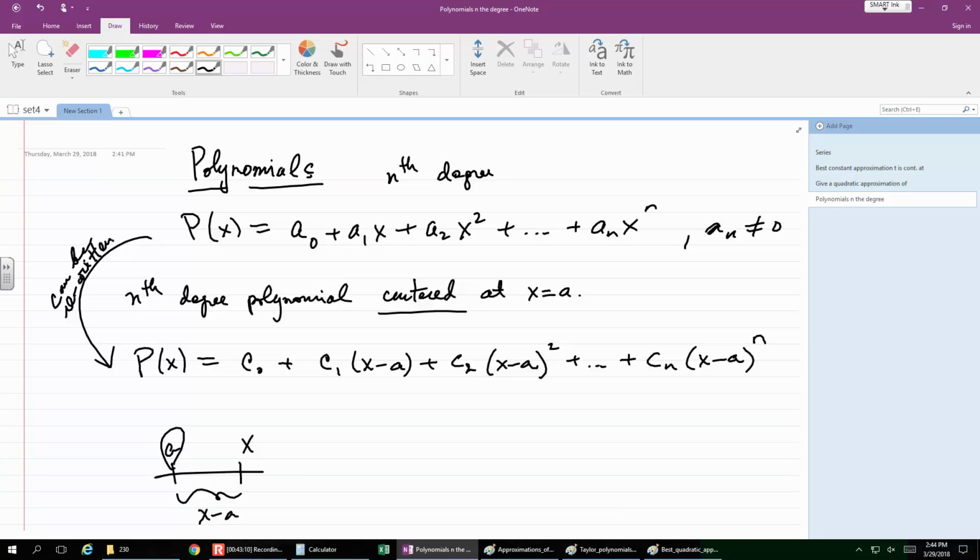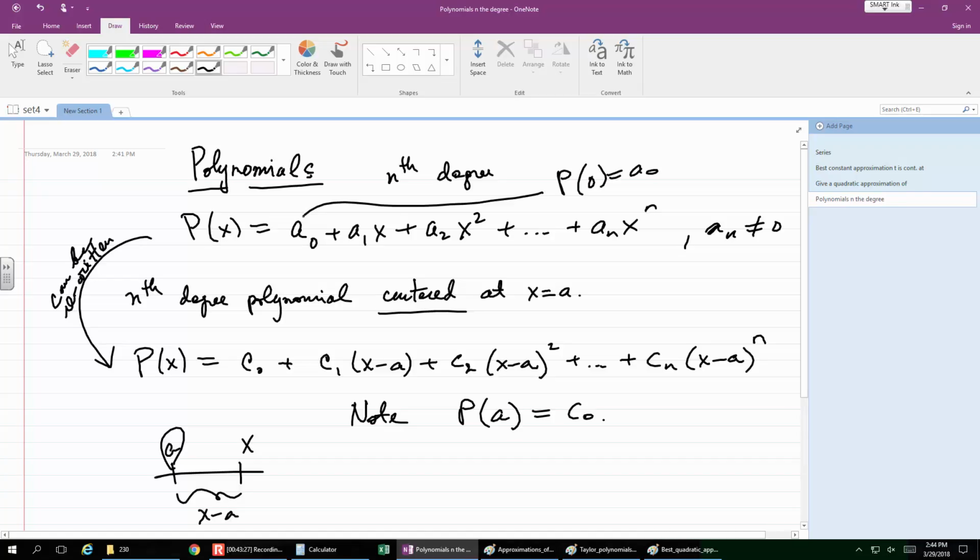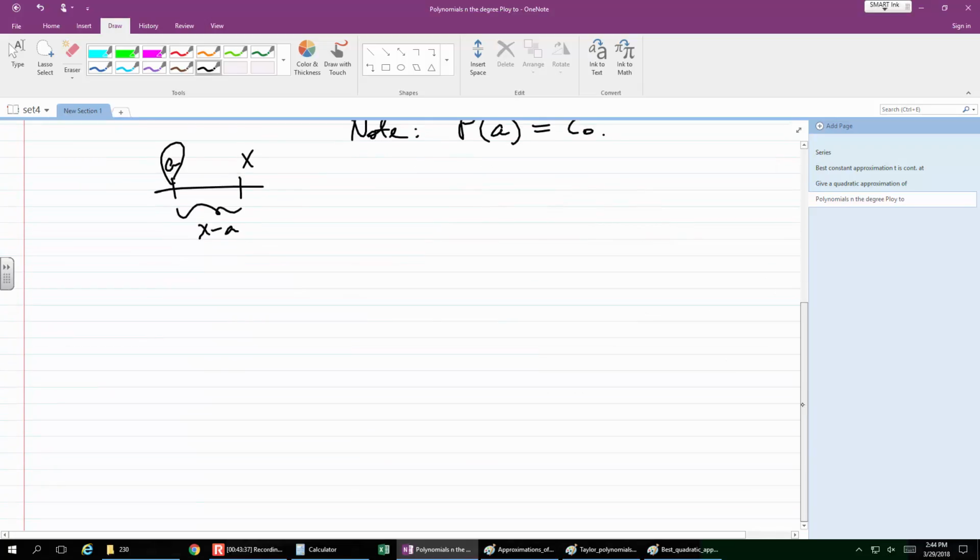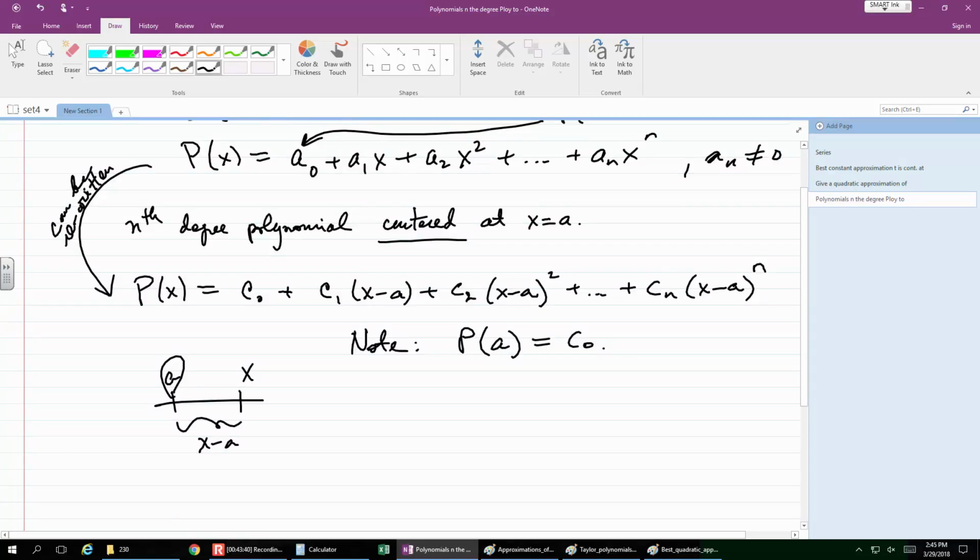So let's differentiate it. Well, before we differentiate it, let's notice that P of A is equal to C naught. Just as over here, P of 0 is equal to A naught. But here now we have P of A is equal to C naught. So the value of the function at A is a particular number that we started with, the first number in our sequence.